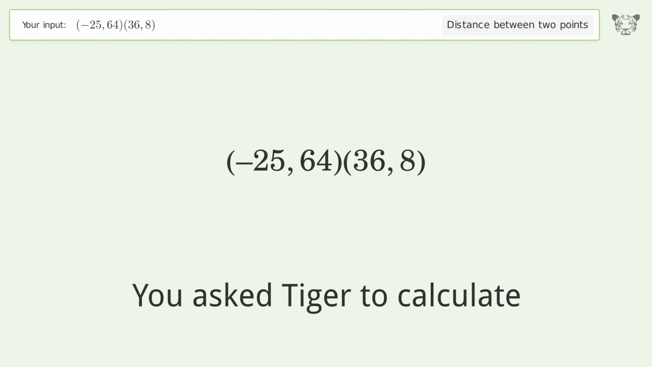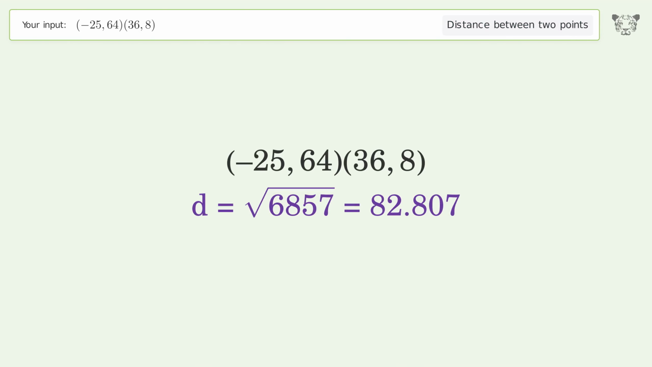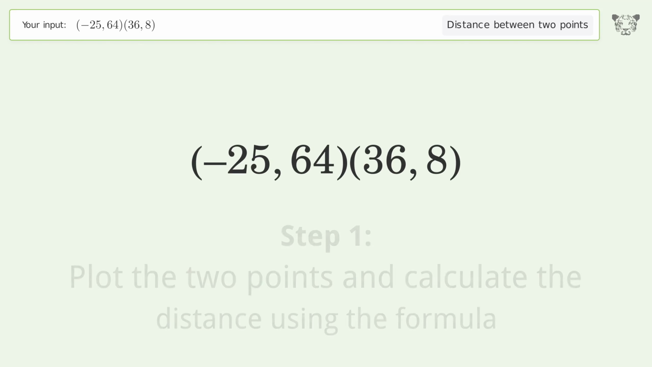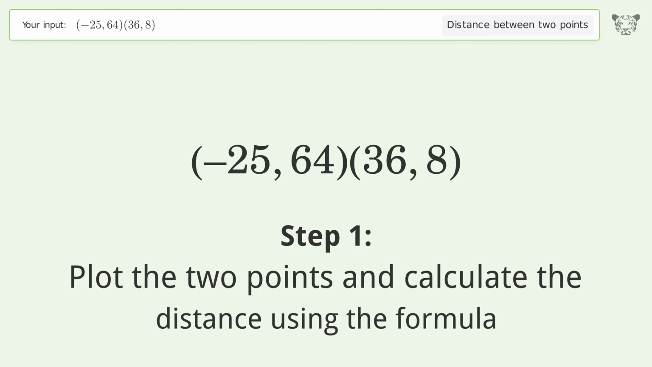You ask Tiger to calculate. This deals with the distance between 2 points. The distance between the 2 points is the square root of 6,857 or 82.807. Let's solve it step by step. Plot the 2 points and calculate the distance using the formula.